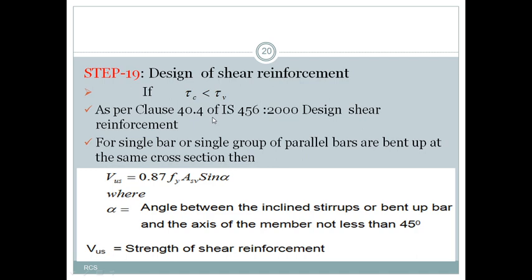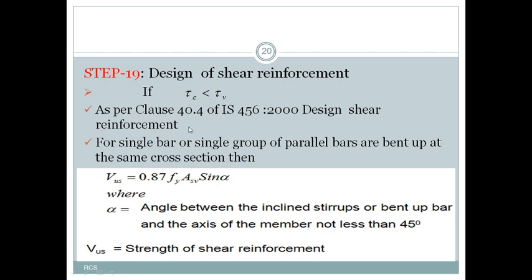When our design shear strength is less than nominal shear strength, then we go for actual shear reinforcement: which type of shear reinforcement is provided, and what is the spacing to be provided. That practically we have to calculate when we have the relation between tau C and tau V.